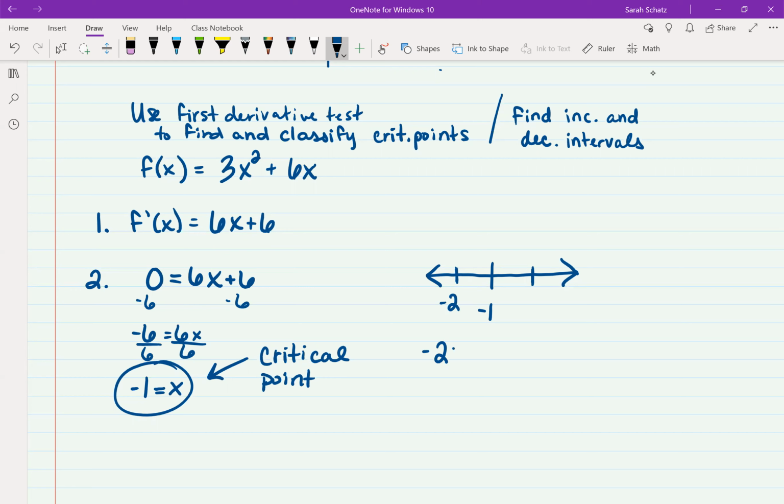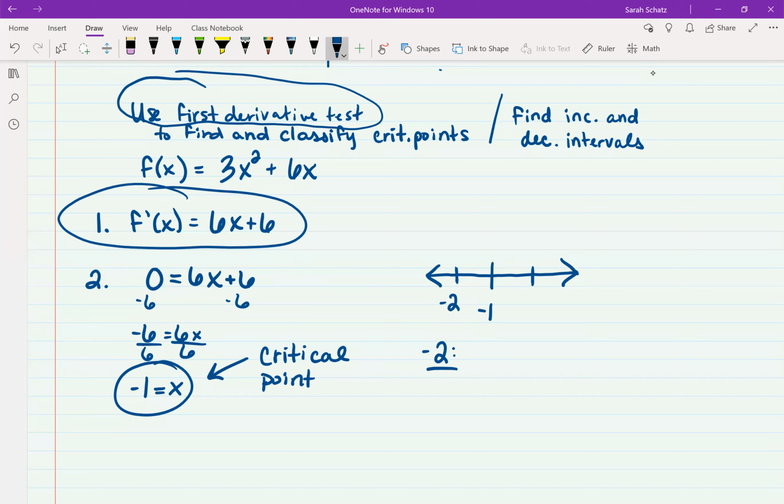Now, here's the key. First of all, if the problem says use the first derivative test, it's a really good clue. If it doesn't say that though, then just remember, the numbers that you test, you test them in the first derivative. Remember, here's what I want to know. I want to know, is the derivative positive or negative in this interval?